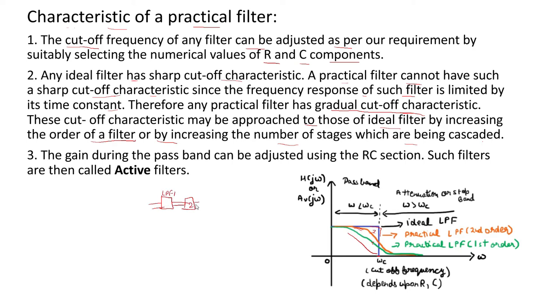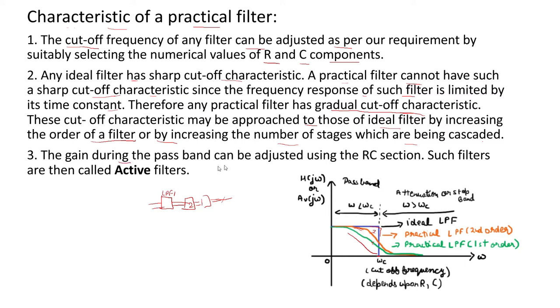low pass filter 2, and similarly if we add more stages, meaning if we connect filters like this, then also it will at least approach the ideal filter characteristic, but it will not exactly attain it. Why? Because ideal is practically not possible.